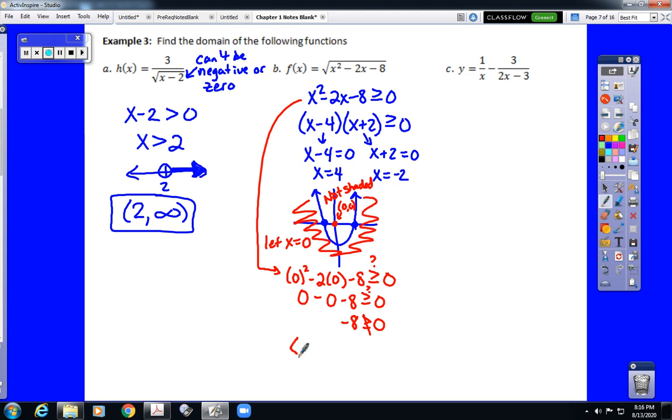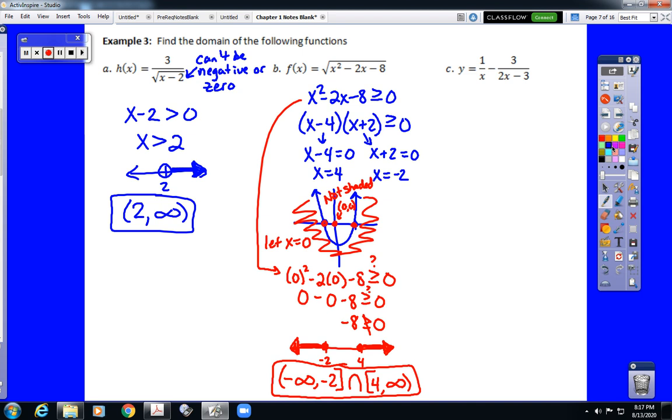In other words, our domain is going to be closed circles at negative 2 and 4, which is where that parabola is crossing, there and there, and we're going to shade out. So that would be negative infinity to negative 2 and 4 to infinity. And I just noticed that I didn't write that correctly because both 2 and negative 4 are included, which means we should have square brackets on both of those. That is by far the hardest example in our notes today.